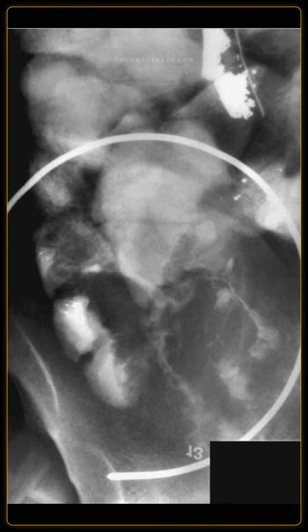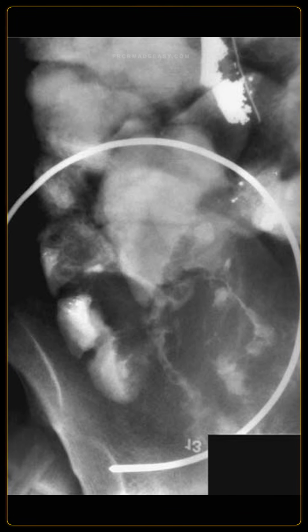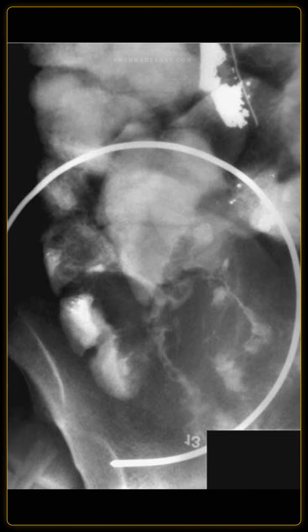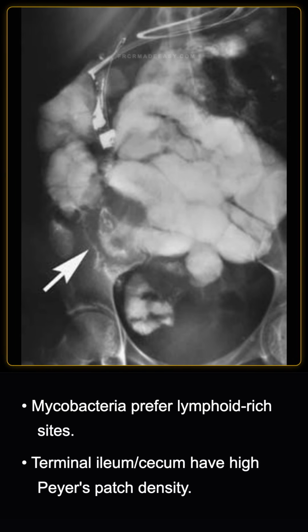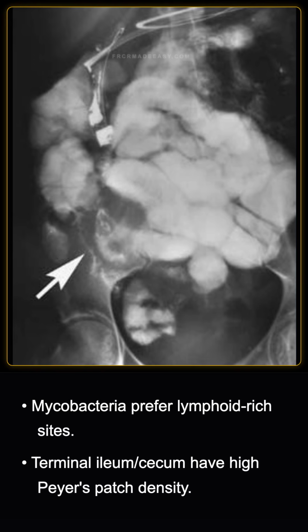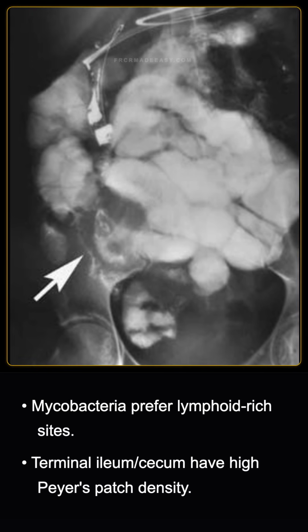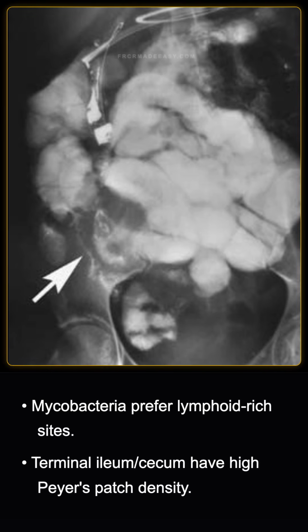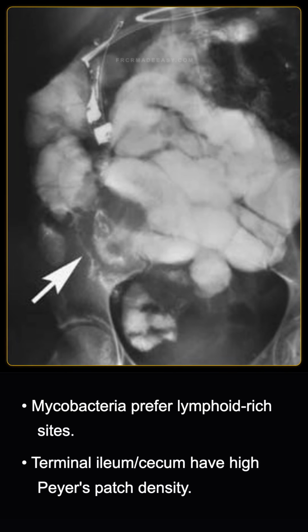Why does tuberculosis show such a strong predilection for the ileocecal region specifically? The mycobacteria preferentially infect areas with an extreme abundance of lymphoid tissue, and the terminal ileum and cecum possess the highest concentration of submucosal Peyer's patches in the gastrointestinal tract.